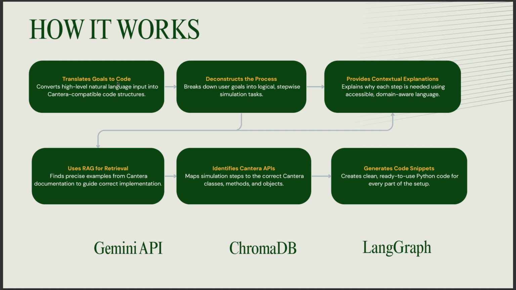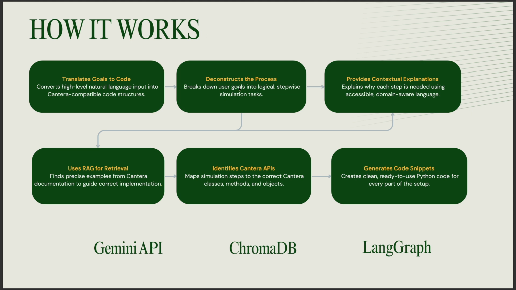So how does it actually work? At its core, it is a conversational AI agent that takes in simulation goals described in natural language and converts them into a structured Cantera simulation setup. It starts by interpreting user intent, like let's say I want to model methane combustion in a batch reactor, and breaks this goal down into logical simulation steps, like define the gas phase, load the kinetic mechanisms, initialize the initial conditions, create the reactor and then solve it.